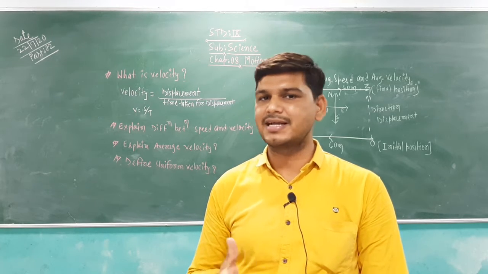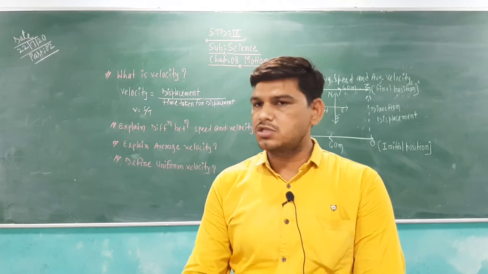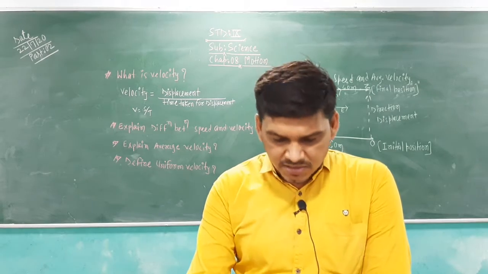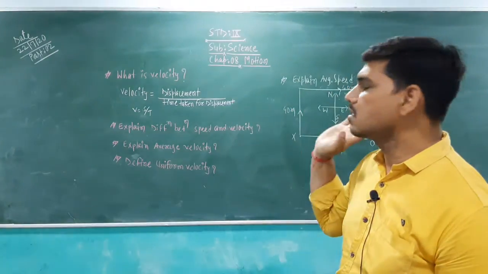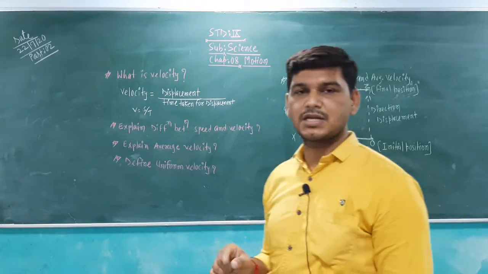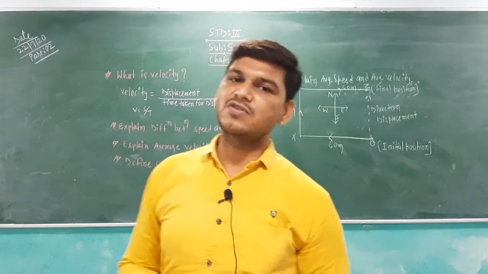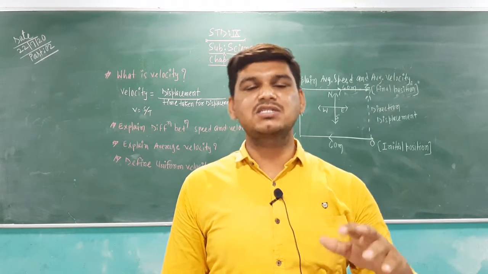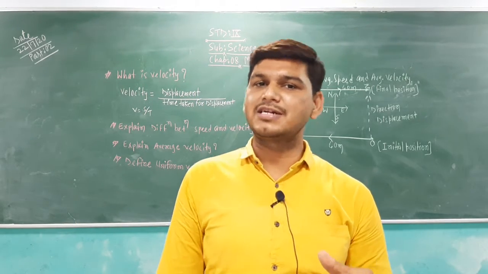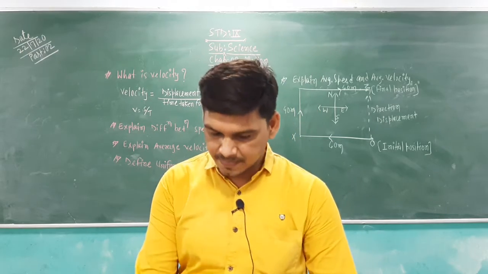Meter by second is the unit of velocity. You can also use centimeter per second and kilometer per hour. These are also units that can be used for velocity. So is it clear what is called velocity? Velocity gives us the information about how fast the object is moving and in which direction the object is moving. Both criteria should be satisfied by the velocity.